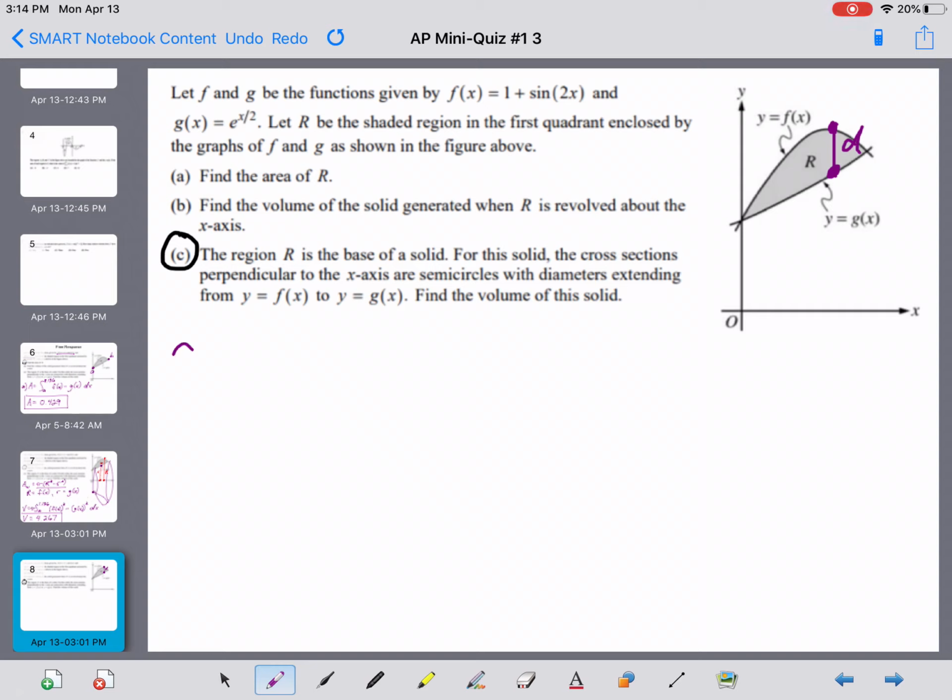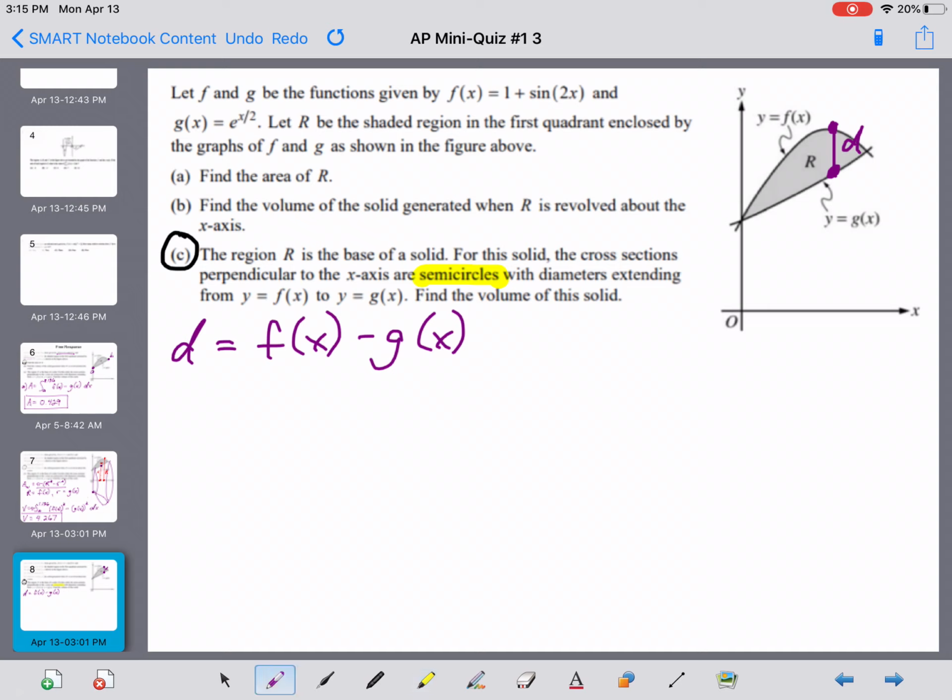So the first thing we need to figure out right here is the length of D, which is just going to be top curve minus bottom curve. So we're just going to write that as f of x minus g of x. Now, unfortunately, the formula we're going to have to use, we're trying to find the area of semicircles in this particular region right here.